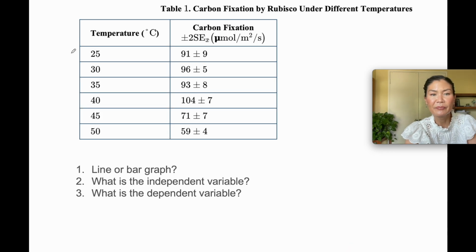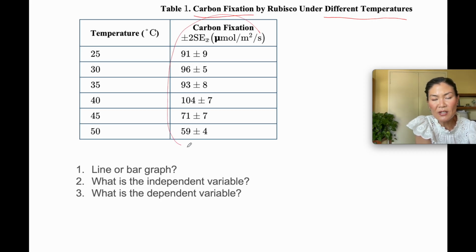And then look at this one. The table title is Carbon Fixation by Rubisco under different temperatures. Okay? So what are we changing? We're changing different temperatures, right? So that's going to be the independent variable. Probably the dependent variable, what we're measuring, is carbon fixation, okay? So this right here is the dependent variable. This right here is the independent variable.